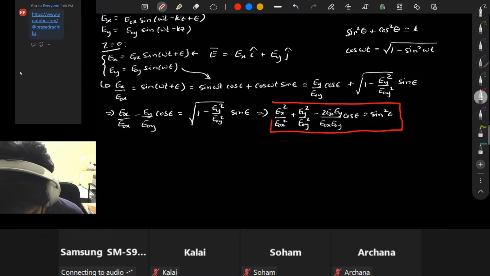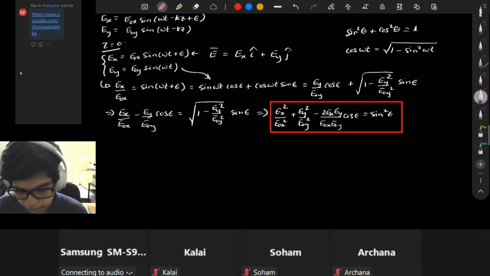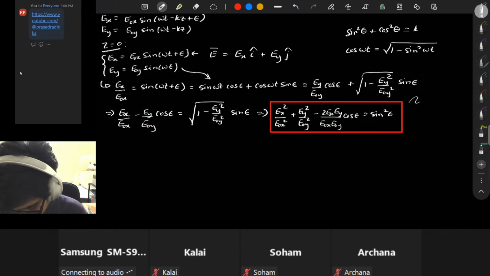This equation right here in this red box is the most general equation of an ellipse. So this is the general equation of an ellipse.